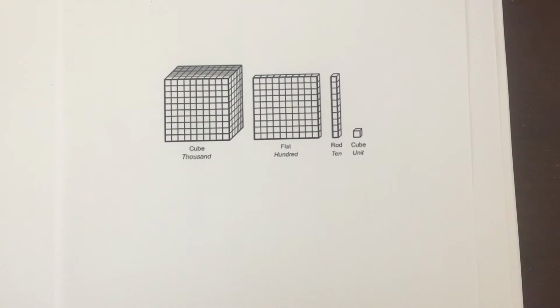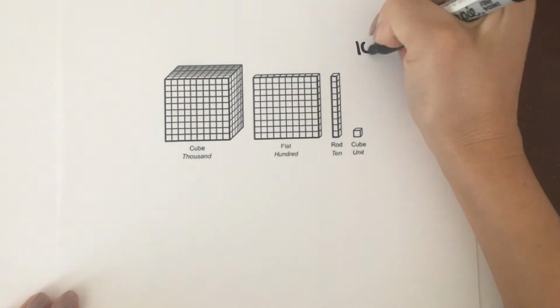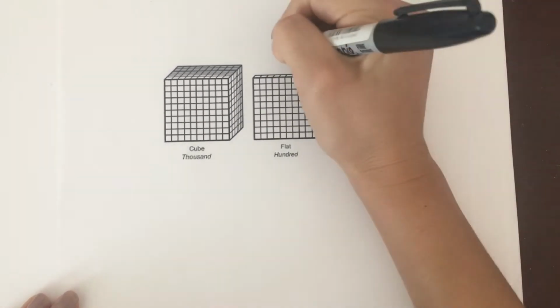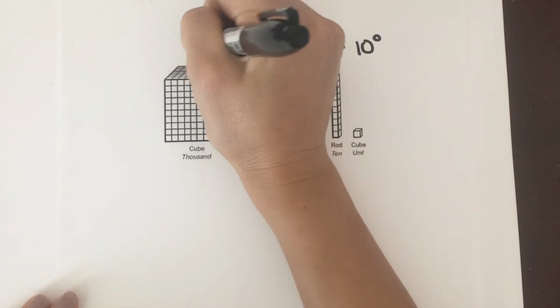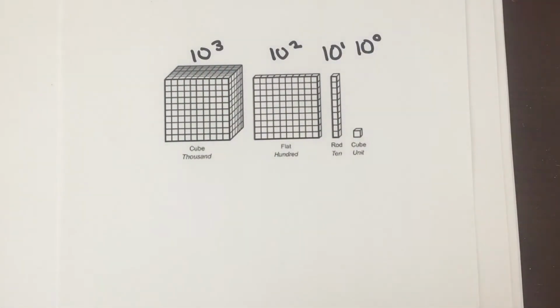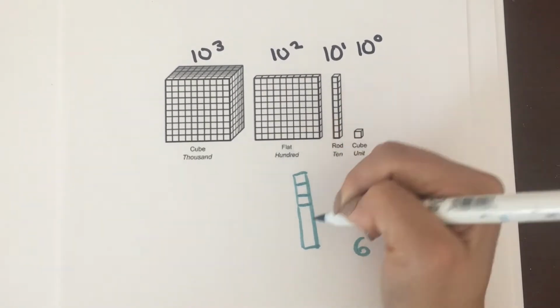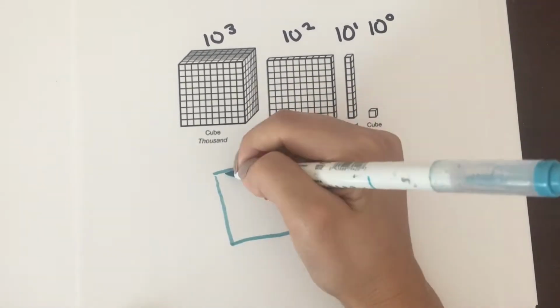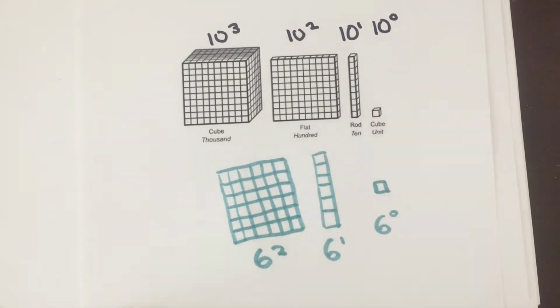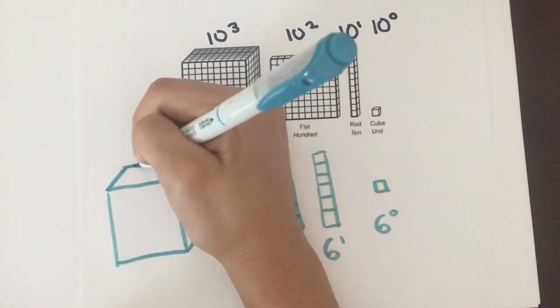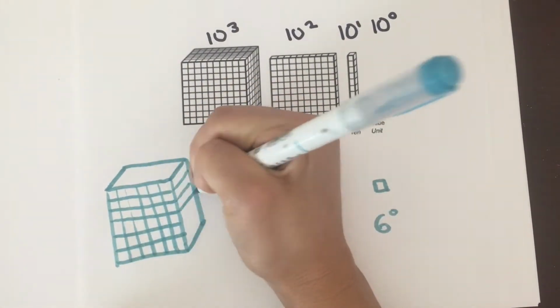You might remember learning about place values in base 10 using these manipulatives called base 10 blocks, where there's units, longs, flats, and cubes representing 10 to the 0, 10 to the 1, 10 squared, and 10 cubed. We can actually do the same in different bases. In base 6, a long would have 6 units, a flat would have 6 squared units, and a cube would have 6 cubed units.